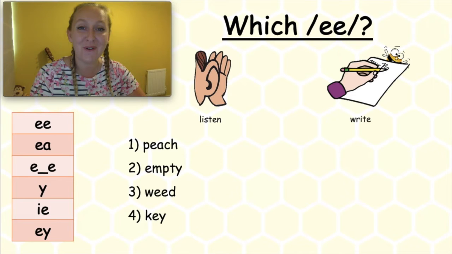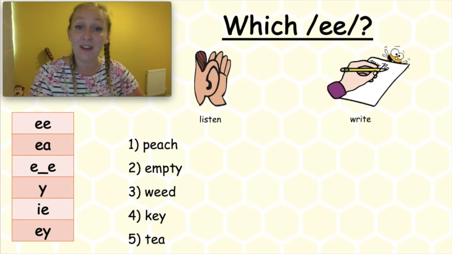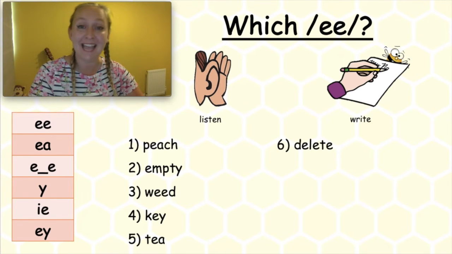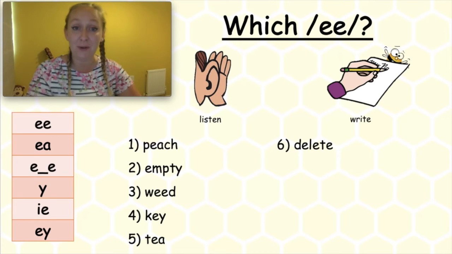Number 4 was y for the long E. K-E, K-E. Number 5, T. E-A for tea. Number 6 was delete, and that was a split digraph E. So well done if you got that one.